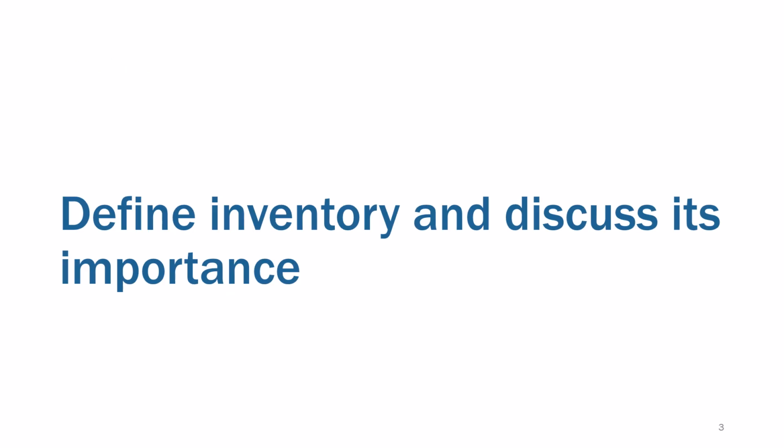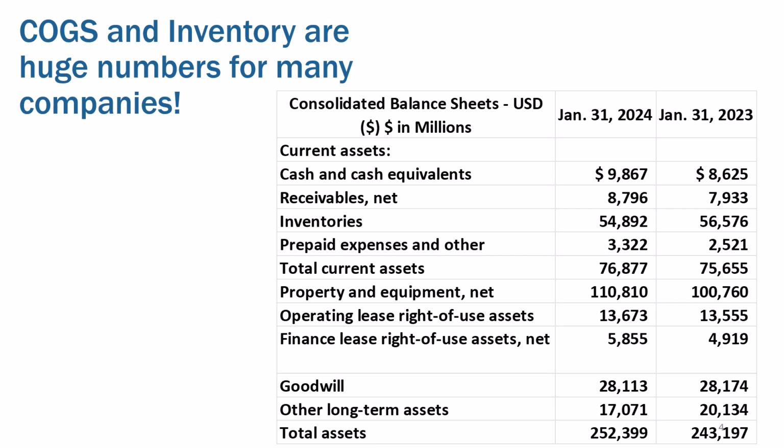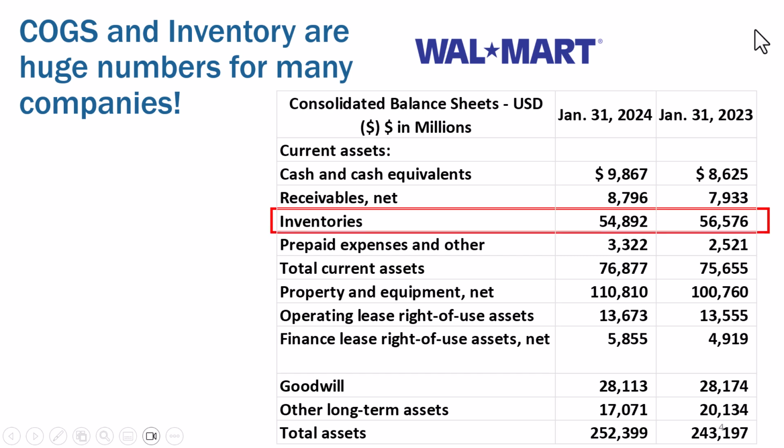So first, to define inventory and discuss its importance. Cost of goods sold and inventory are huge numbers for many companies. This is Walmart right here. If we look at this financial information, this is for their most recent year ended January 31st, 2024. They use a fiscal year end of January 31st because they're retailers, so they have a lot of returns going on over the holiday season. Now, if we look at that, we can see that their inventories are $54 billion. So just a huge amount, one of the biggest in the world.